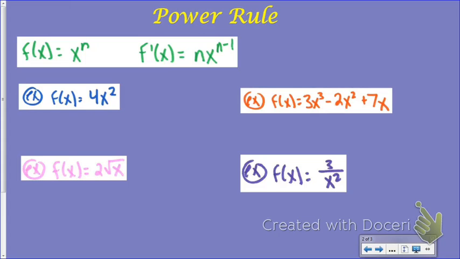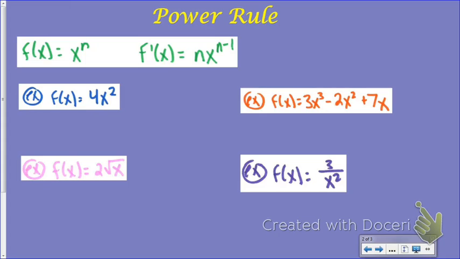This works really well when you have a function that's x raised to some exponent. If I have x to the n power, and n is some number, then the way I would find the derivative is I would take that exponent and move it to the front, and multiply it, and then I subtract 1 from the exponent. Okay, so that's the actual rule. The application of it is pretty simple when you see an example.